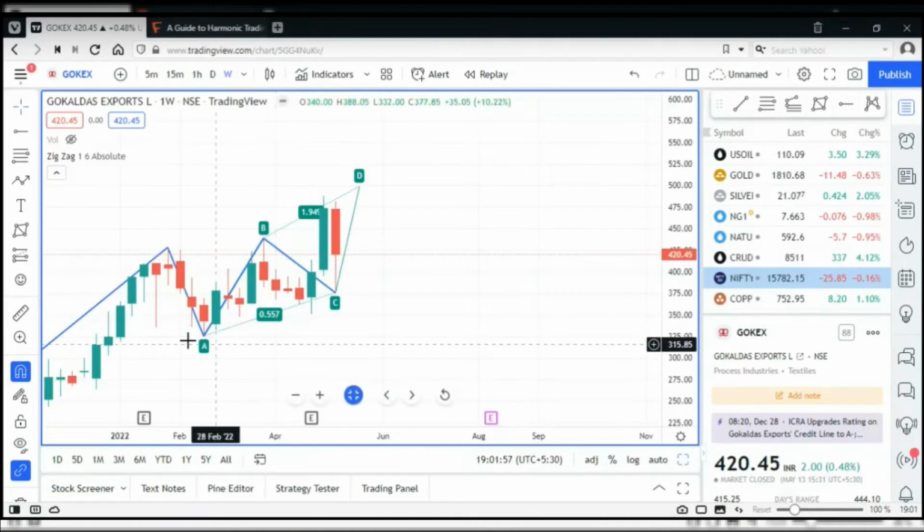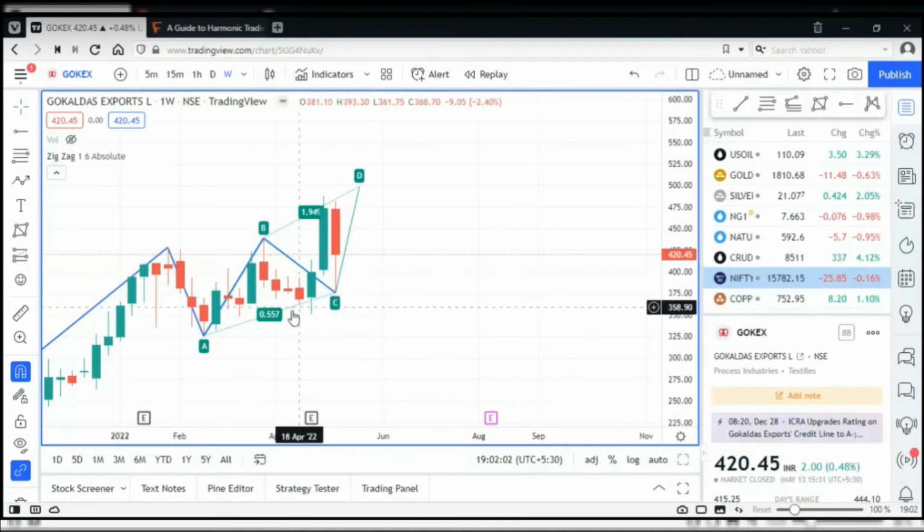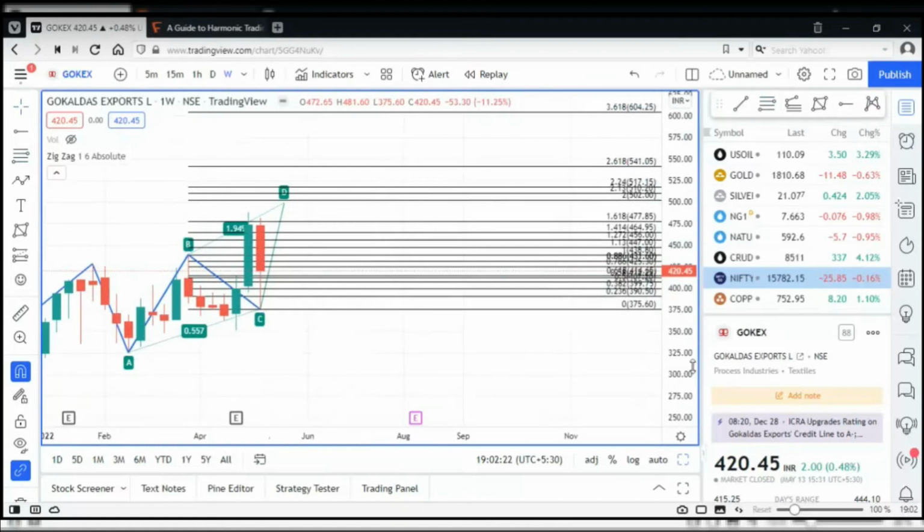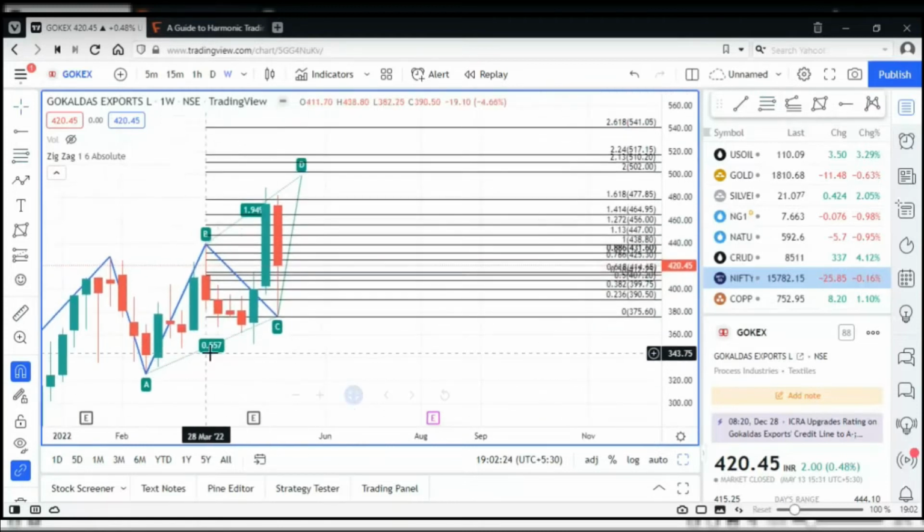0.557 it came. We draw the 4-point pattern from A to B and B to C. Here it came 0.557. For 0.557, which is the nearest value, 0.5 or 0.618? 0.618 is the nearest value. So we should draw Fibo from B to C. If we draw Fibo from B to C, 1.618 will come.